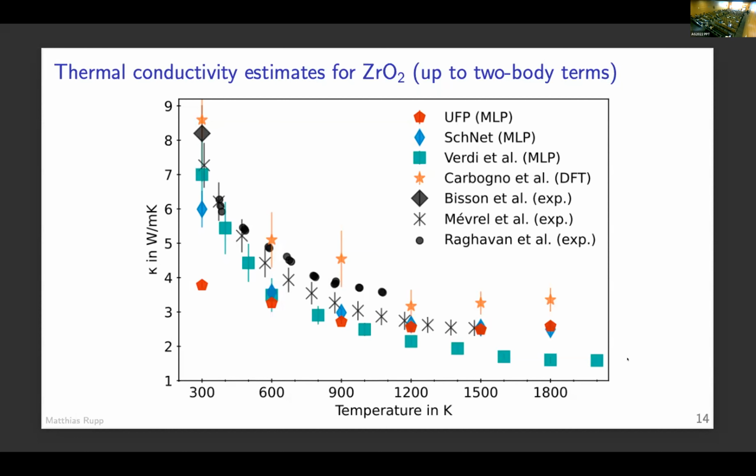And then you see the green cubes and the blue diamondoids are high-dimensional machine learning potentials by others and by us, which give quite reasonable agreement with experiment. And our current only two-body term UFP is, let's say, clearly worse, but it's in the right region. And we are now looking towards adding the three-body terms, perhaps fixing the other bug or two. And let's see how far we get. Yeah. And this is a lot faster than all the other approaches that we tried.